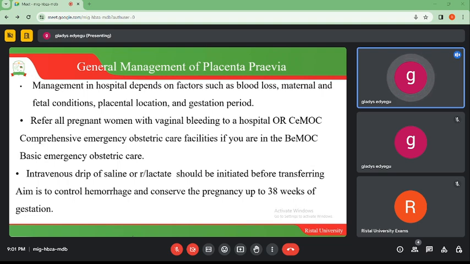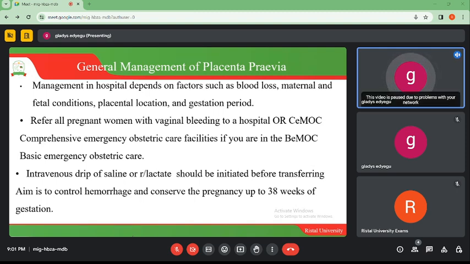We are supposed to have also blood transfusion services in these CEmOC facilities. So when you're not in a CEmOC facility and you receive this mother, then you are only going to provide basic emergency obstetric care, and that's why we call them BEmOC facilities. So when you receive this mother, just admit her if you can, provide the basic care that you can, and hurry to refer her to the CEmOC facility.